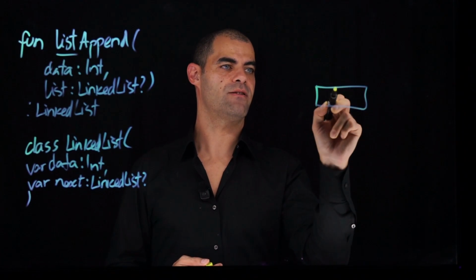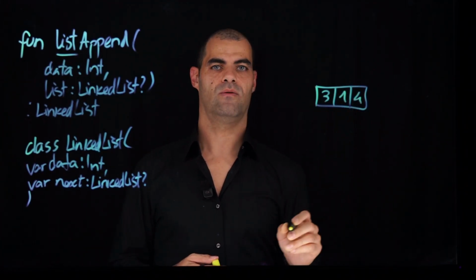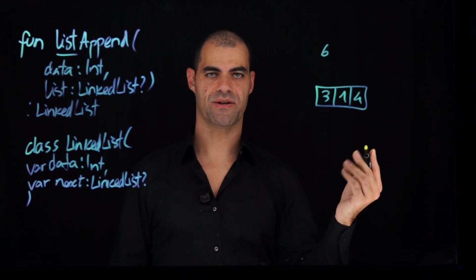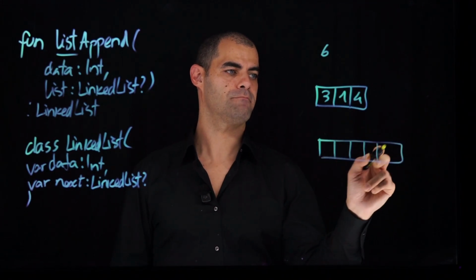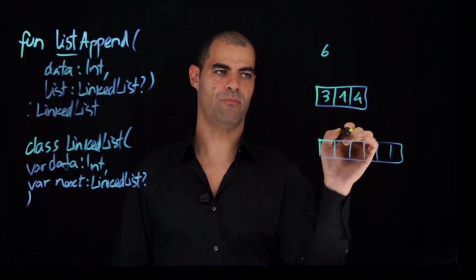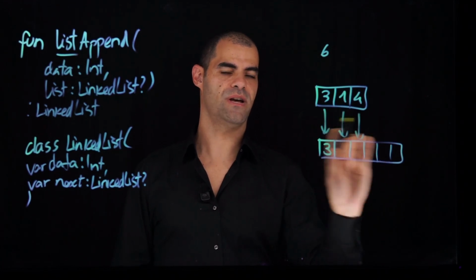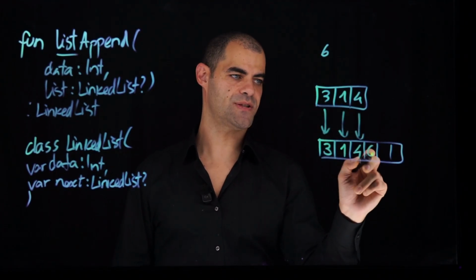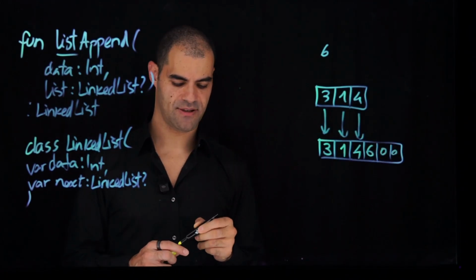So if we have an array like this, let's say 3, 1, 4, and we want to add, let's say, number 6, what we would do, because there's no capacity, is allocate a new array with double the size. We copy everything. So this goes here. All the indices are copied exactly the same. And then we have space for our 6, and we still have 2 spaces left.